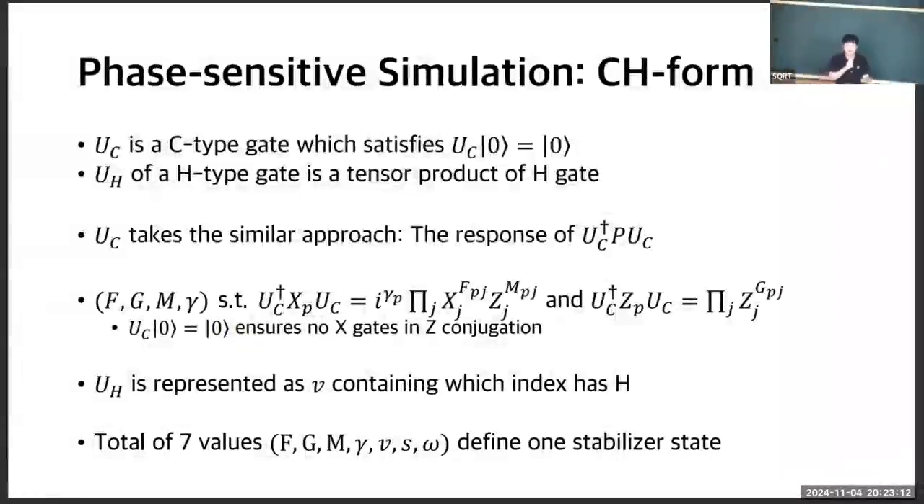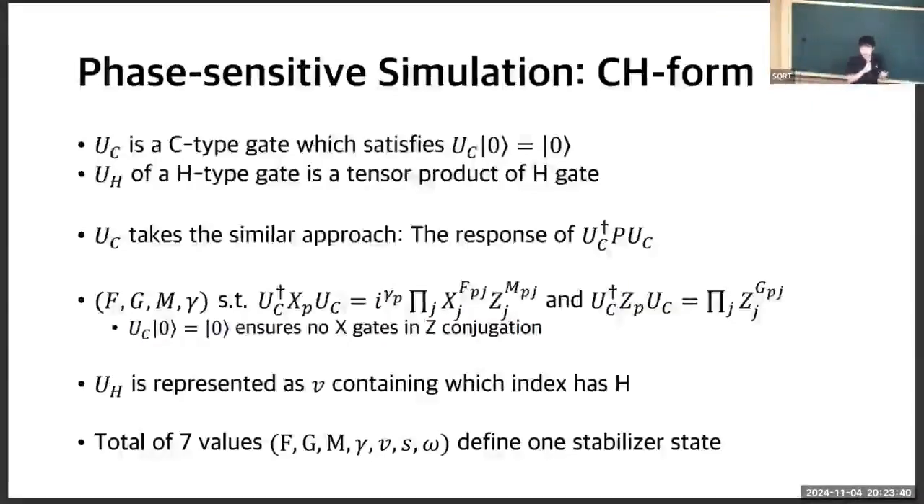So if I apply X on the P qubit, it will respond as i to the gamma P and a product of X and Z according to each P qubit here. But we can insist that UC dagger ZP UC does not contain X, and that's why we call that a C-type gate.